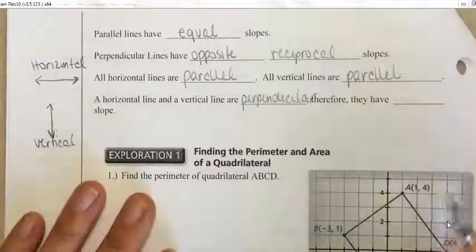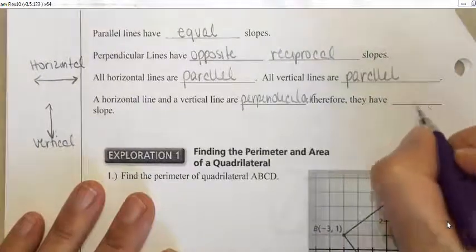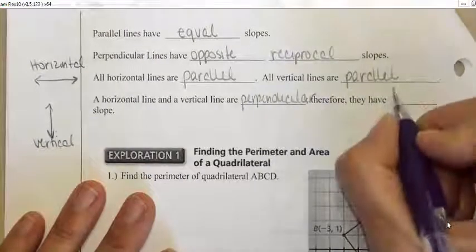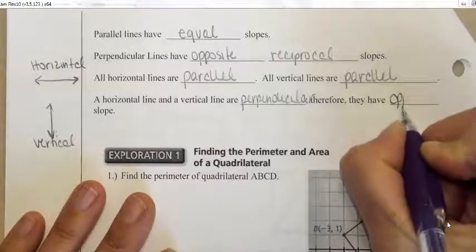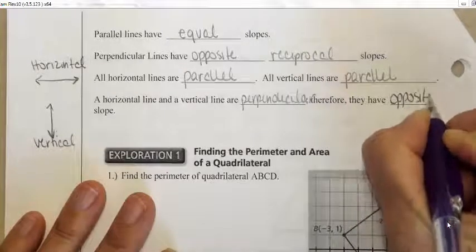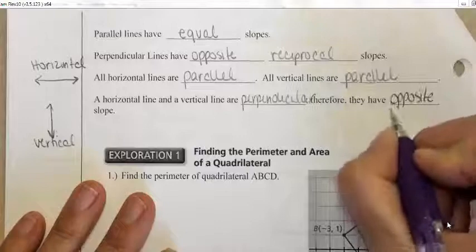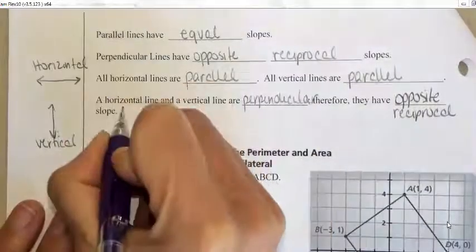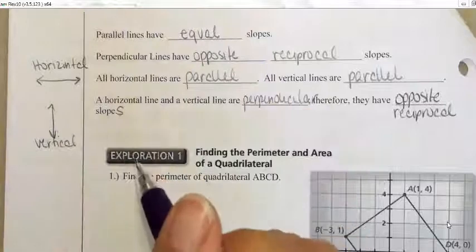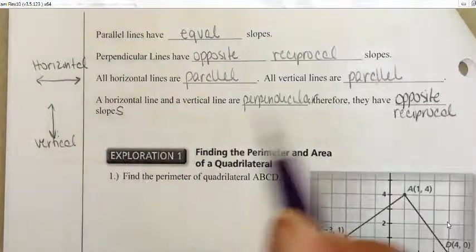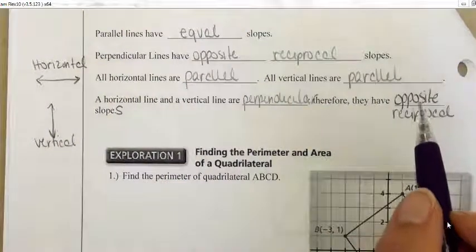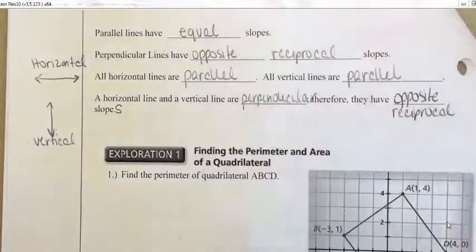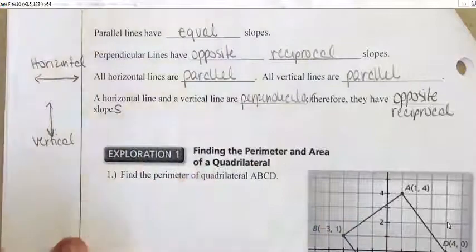Therefore, they have opposite reciprocal slopes. I didn't give us very much line. Darn it. Okay. They have opposite reciprocal slopes. We'll just put it right here. And it's actually going to be kind of interesting because they don't really have opposite reciprocal slopes, but just think of it that way for now. And then we'll talk more about it later on.